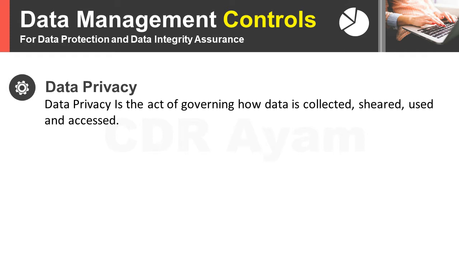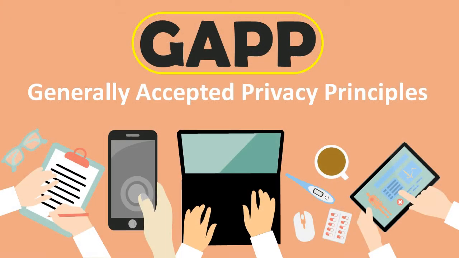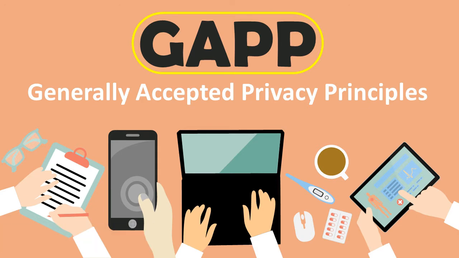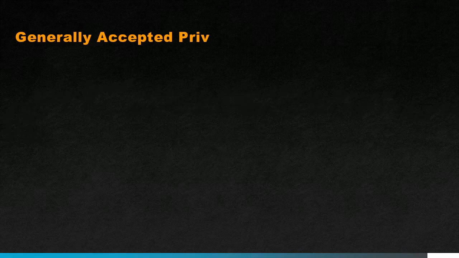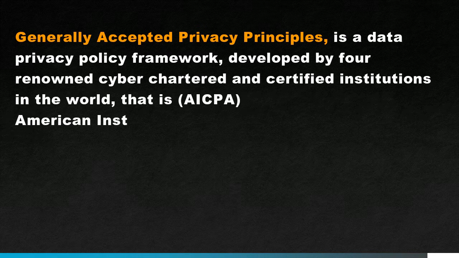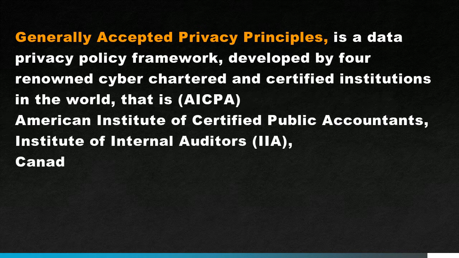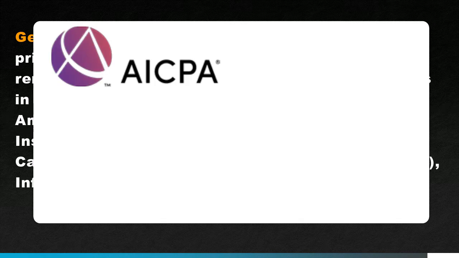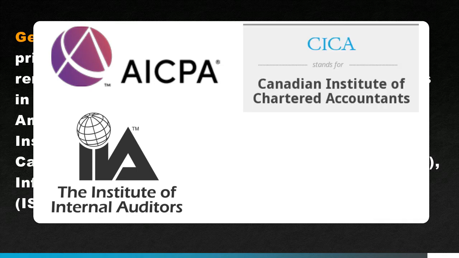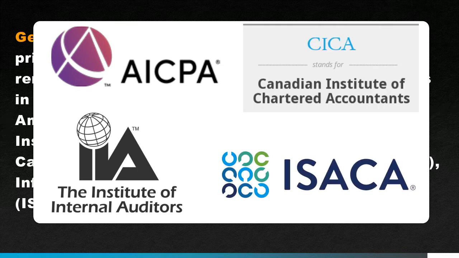A perfect form of a data privacy control is the GAP principle, which stands for Generally Accepted Privacy Principles. The GAP principle is a privacy policy framework developed by four renowned chartered and certified institutions in the world, which are the American Institute of Certified Public Accountants, the Institute of Internal Auditors, the Canadian Institute of Chartered Accountants, and the Information System Audit and Control Association, ISACA.